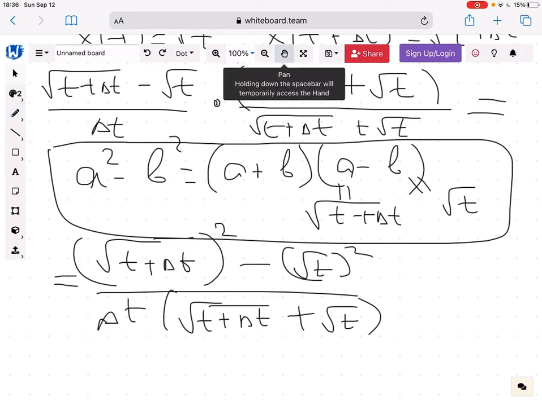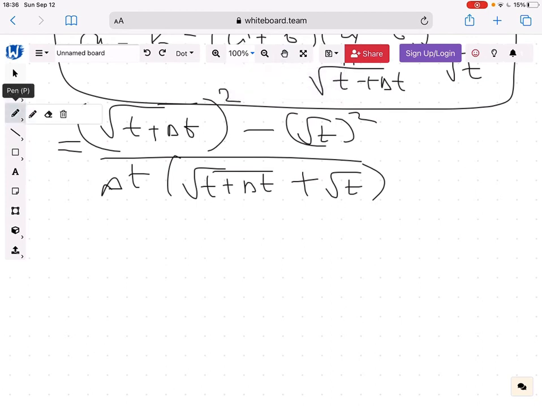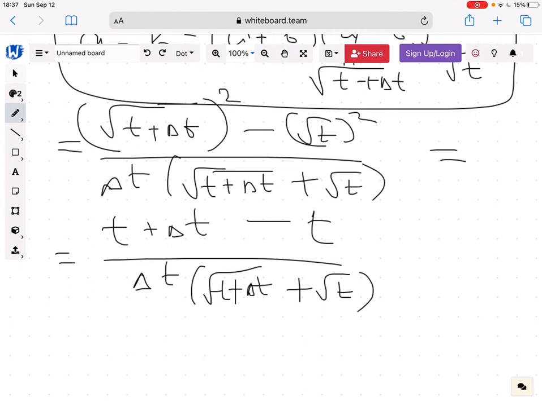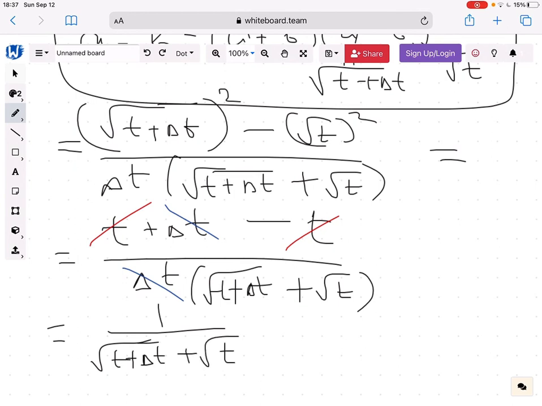Now let's open up the top. The square root of t plus delta t squared is just t plus delta t, minus the square root of t squared is just t. The denominator has delta t and square root of t plus delta t plus square root of t. Now what we see is there's t here that cancels out. Then we see there's delta t in the numerator, delta t in the denominator. After that we can cancel them out. So what we're going to have now is 1 over square root of t plus delta t plus square root of t. So we can't simplify it anymore.